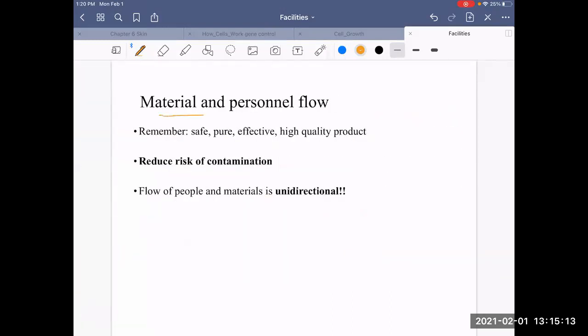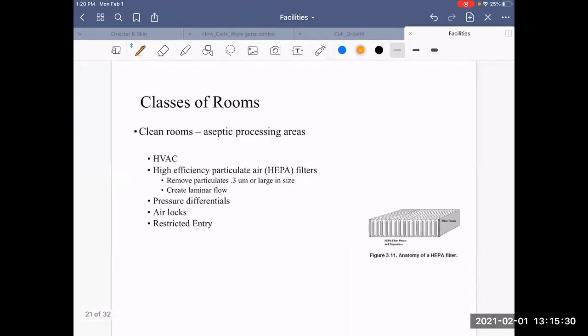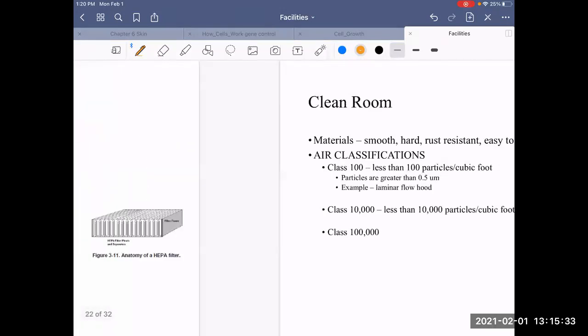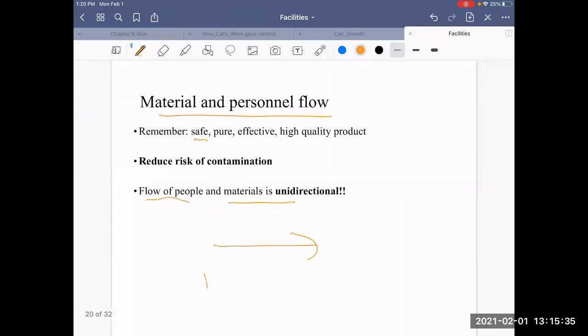Okay, so the idea is we want a product that's safe, pure, effective, and high quality. So we want to reduce the risk of contamination. So people and materials are only flowing one direction. Everything is unidirectional. Okay, and I'll show you in class, and I have a picture coming up. But if you go in one door, you're going to leave another door. Okay, so you're not going back and forth because you don't want to contaminate anything.